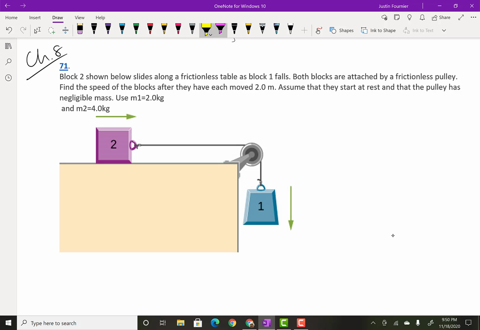So it says block 2 is shown below along a frictionless table, so I don't have to worry about friction, as block 1 falls. Both blocks are attached by a frictionless pulley. Find the speed of the blocks after they've moved 2 meters. They're attached to each other, so if block 2 moves 2 meters, that means block 1 also moves 2 meters.